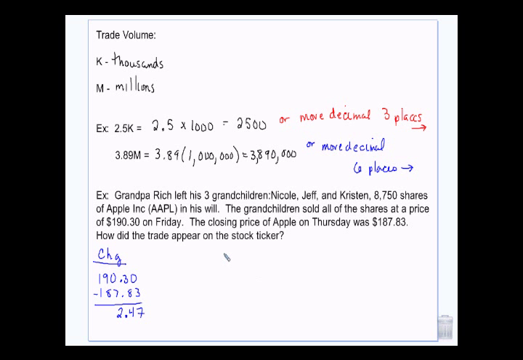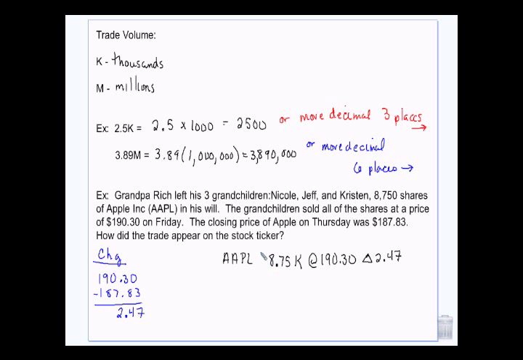How that would appear on the ticker, we've got the company. 8,750 shares is going to be 8.75K. Just like we would move the decimal 3 places this direction to go from the K to the number, we'd go backwards to go from the number to the K. Does that make sense? The price was $190.30, and that is up $2.47.